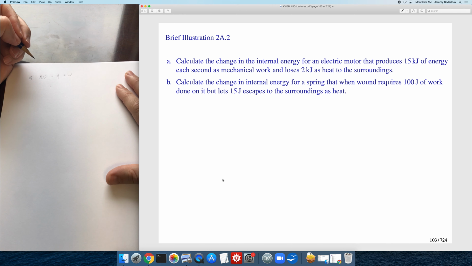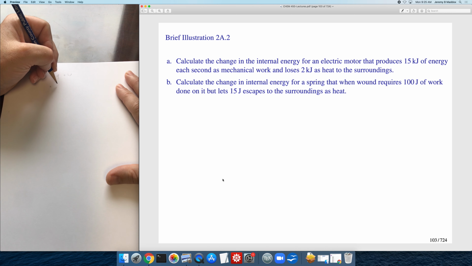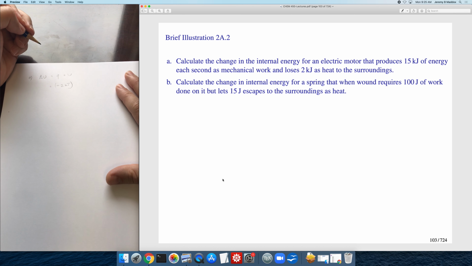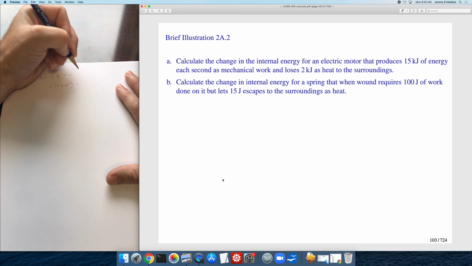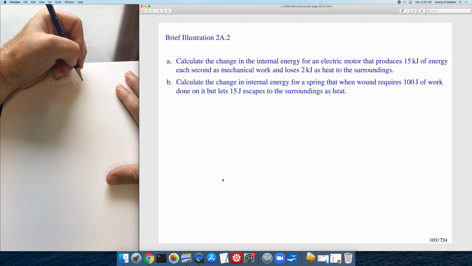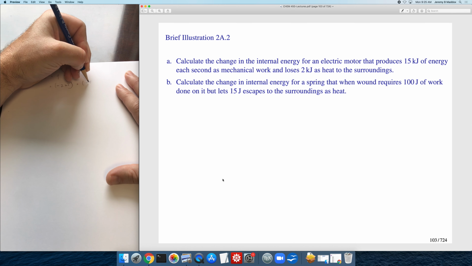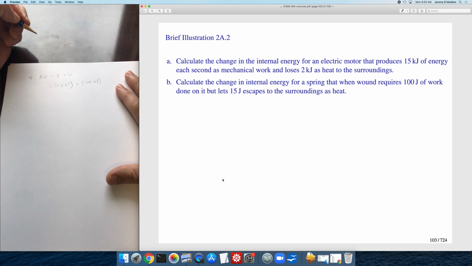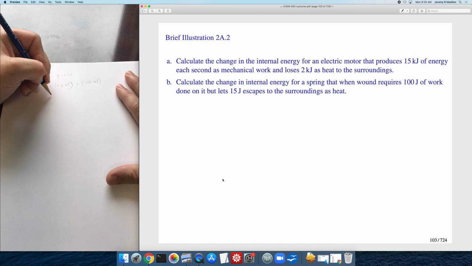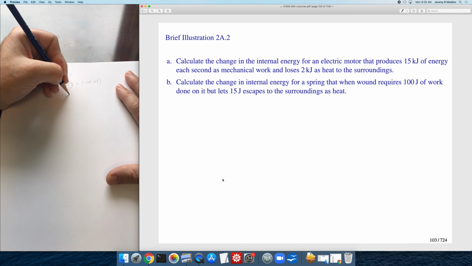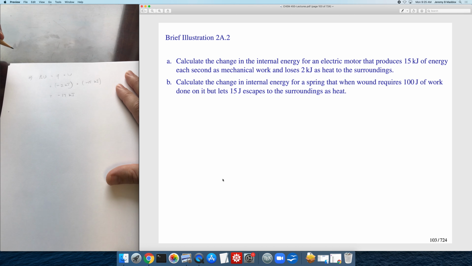In this case, the heat is 2 kilojoules, and that is going to have a negative sign due to the fact that the system is losing that energy. And then the sign for the work is also going to be negative because the motor does work on the surroundings. So we get minus 17 kilojoules for the delta U for this problem.